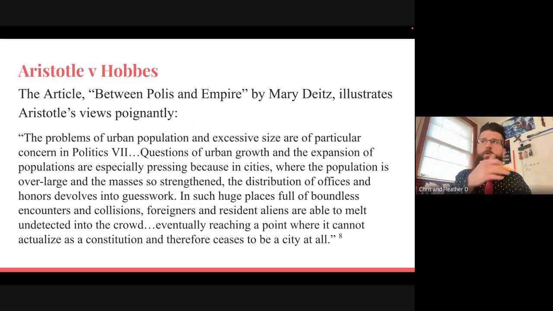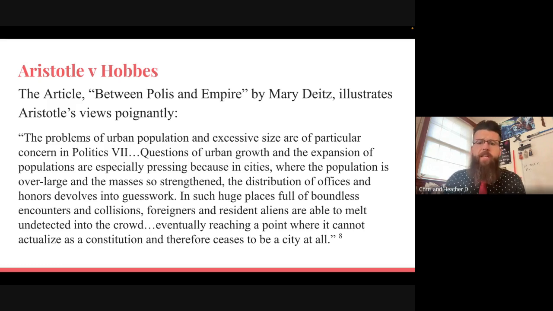Going further, I looked at some other articles this week. Between Polis and Empire by Mary Dietz illustrates this same concept. She says that the problems of urban population and excessive size are of particular concern in Politics 7, how his book is broken down. Questions of urban growth and the expansion of the populations are especially pressing because in cities where the population is overly large and the mass is so strengthened, the distribution of offices and honors devolves into guesswork, so the government really can't represent the people because they don't really know who the people are because it's too large.